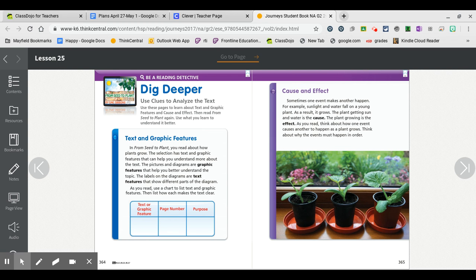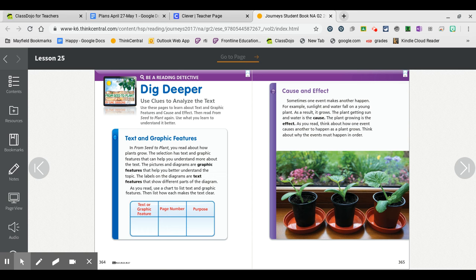Today we're going to dig deeper into this week's story From Seed to Plant. This week our skill is text and graphic features, which is a review. In From Seed to Plant, you read about how plants grow. The selection has text and graphic features that can help you understand more about the text.